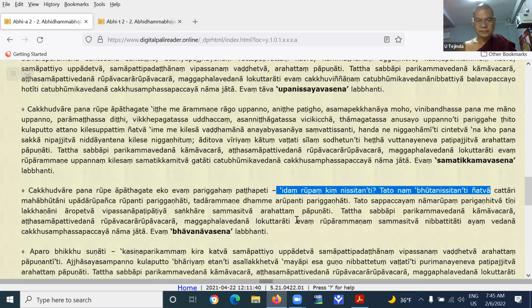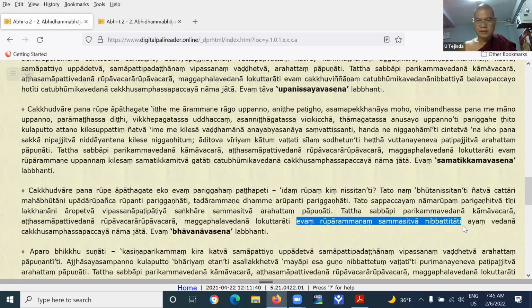By comprehending the rupa object, he causes these vedana. We can say that this vedana arises due to eye-contact. In this way, one can apply this vedana by bhavana, by developing.